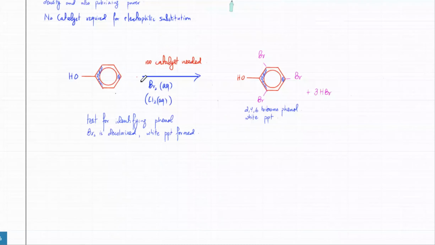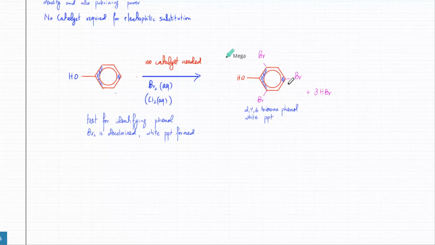So here's your phenol molecule. No catalyst is needed, nothing is needed. So the conditions have changed. Now the reaction happens at room temperature. And not only does one bromine get substituted, it's 3 bromines at all the 2, 4, 6 positions that are getting substituted in this particular case.